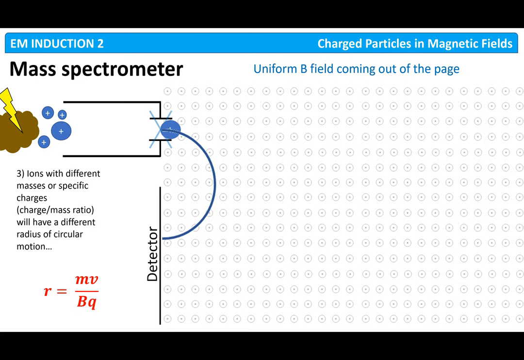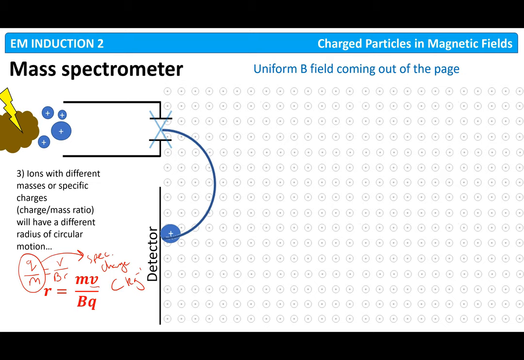Once they leave the velocity selector, they now go into a uniform field that's coming out of the page here. We know that that is going to induce circular motion, and that circular motion is going to follow r is equal to mv over Bq. The radius of that circle is equal to this, and we know that both v and B are going to be constant. Then we know that radius is going to be proportional to the mass divided by the charge. And if we want to, we can rearrange this. We can say that q over m is going to be equal to v over Br. And q over m is our specific charge, or the charge per unit mass, coulombs per kilogram.